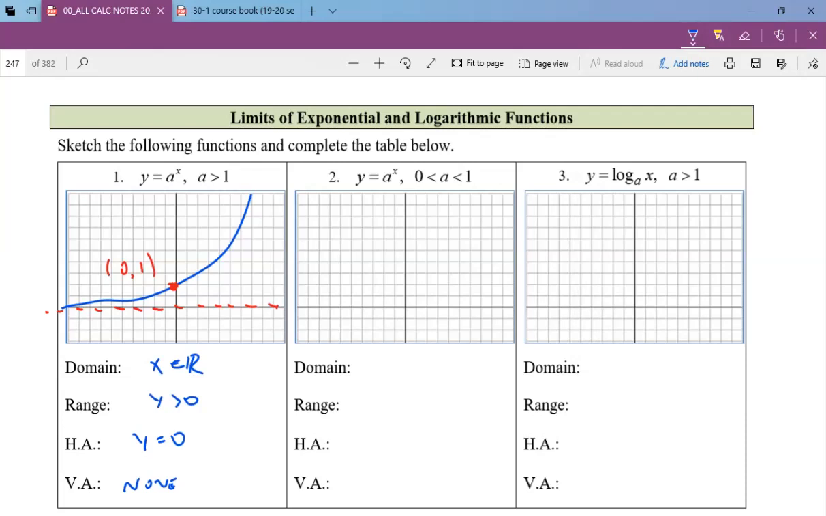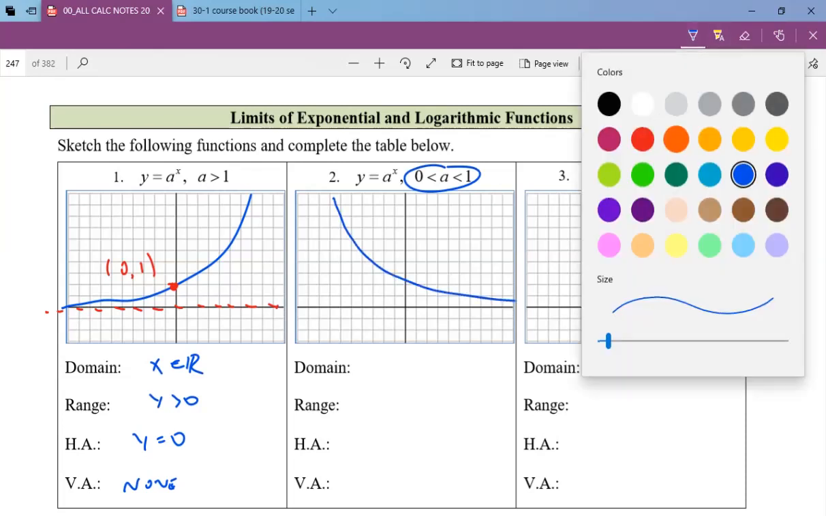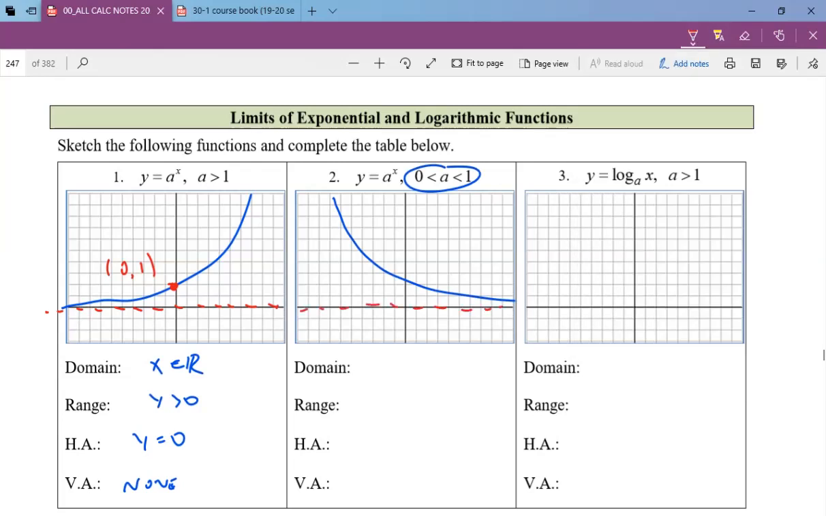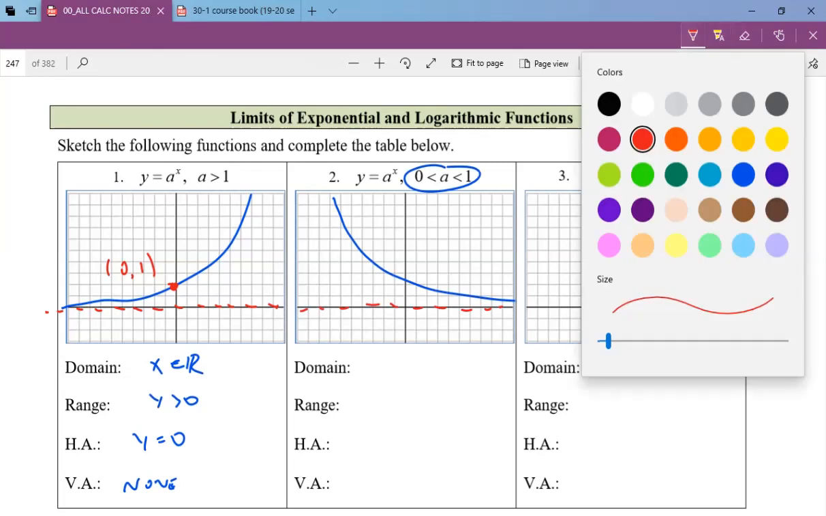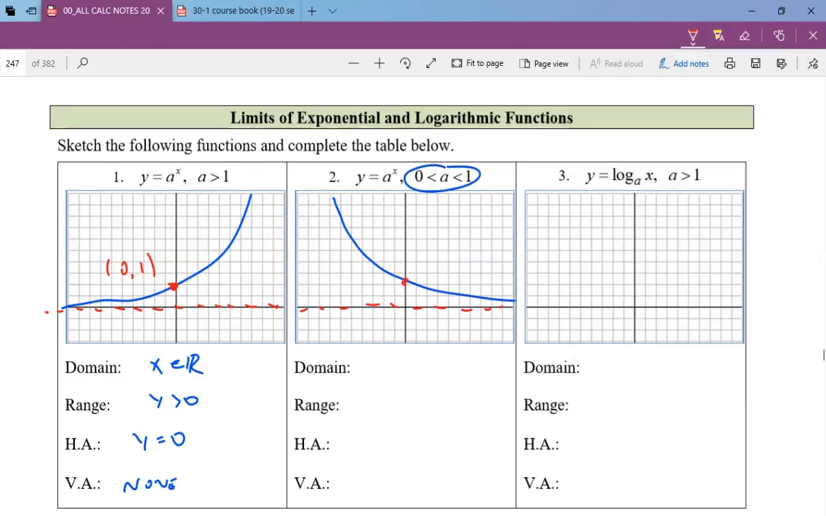If we have the same thing, y is equal to a to the x, but instead our base of a is between 0 and 1, this is no longer exponential growth. This is now exponential decay, and it still has a lot of the same characteristics. We still have a horizontal asymptote on this graph. We still have 0, 1 as the y-intercept. The domain is all real numbers. The range is everything greater than 0. Your horizontal asymptote is y equals 0, and your vertical asymptote is none.